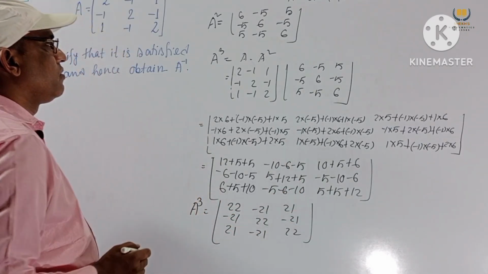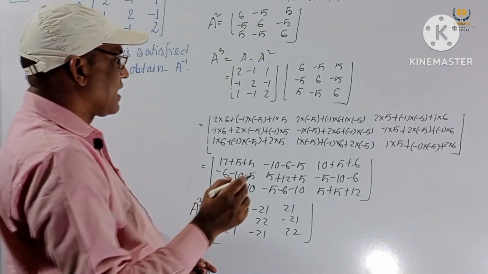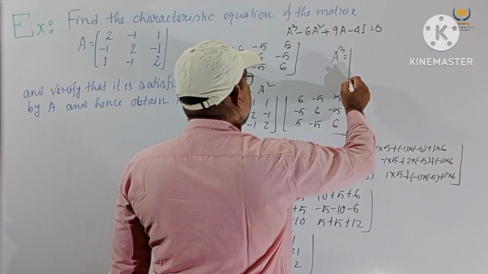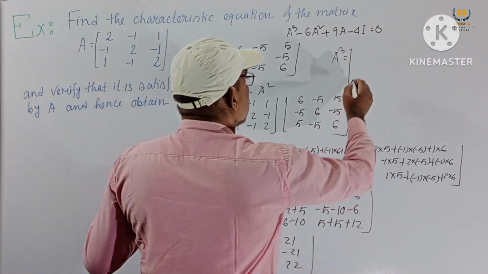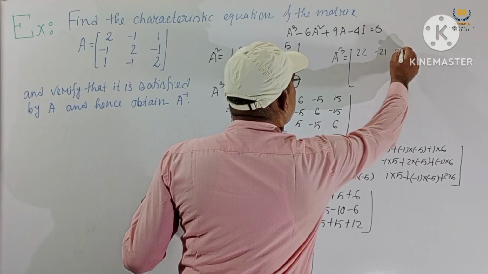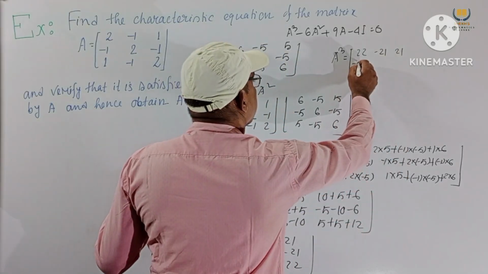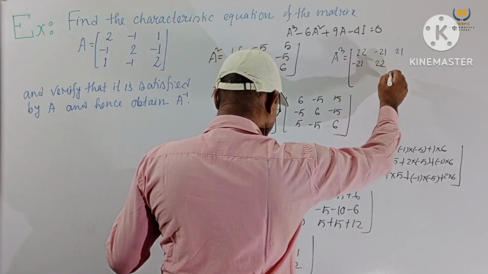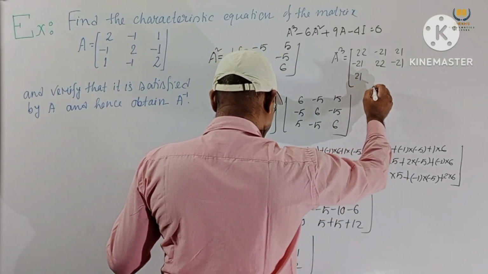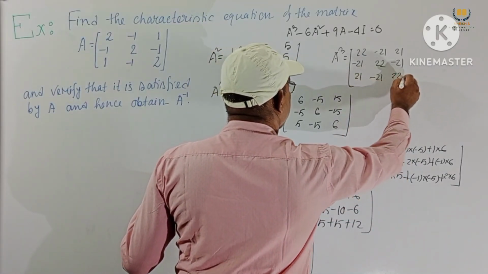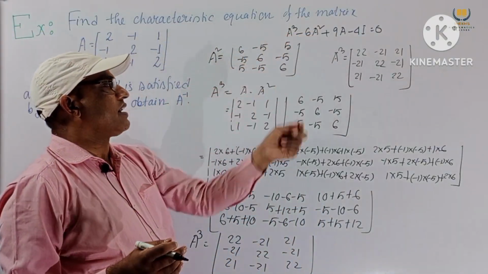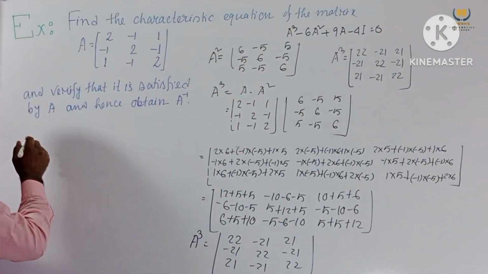A cubed equals this. Now I want to write this A cubed here. Rewriting A cubed: A cubed is 22, minus 21, 21; minus 21, 22, minus 21; 21, minus 21, 22. This is A cubed. We put the values in the left-hand side of equation 1, so we take the left-hand side.